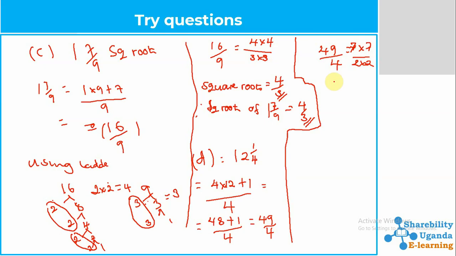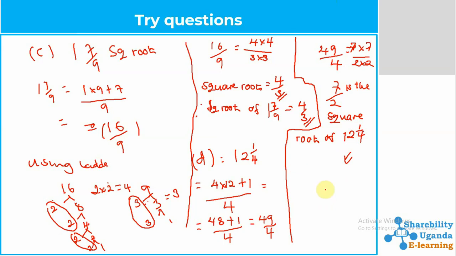So this simply means that our 7 out of 2 is the square root of 12 whole number and then 1 out of 4. Okay, so with this number we shall have done. Whichever method you use, you can still come up with the right answer.